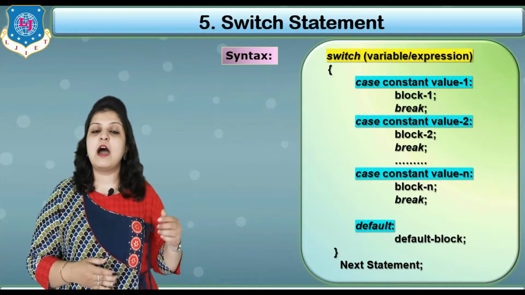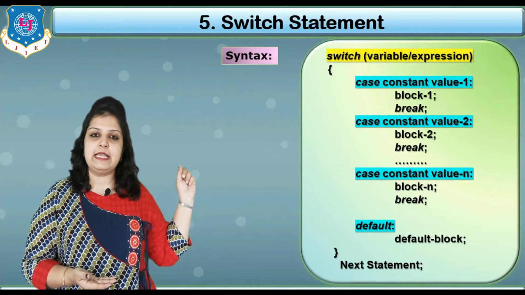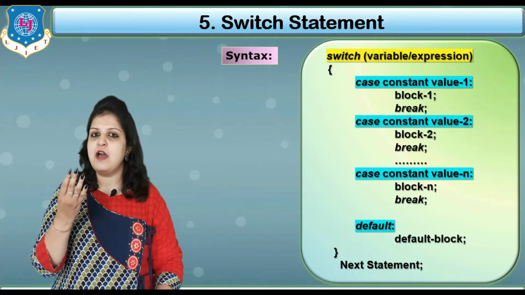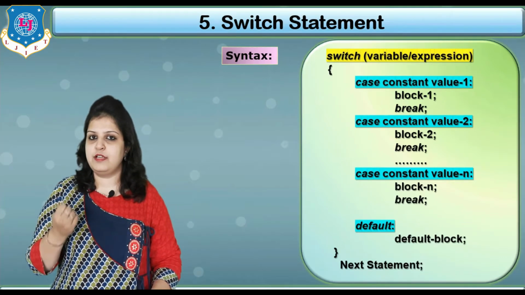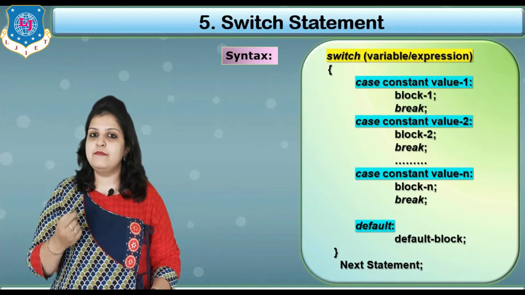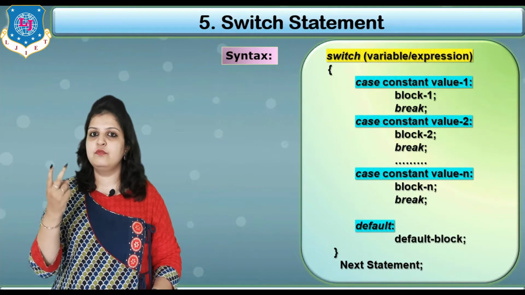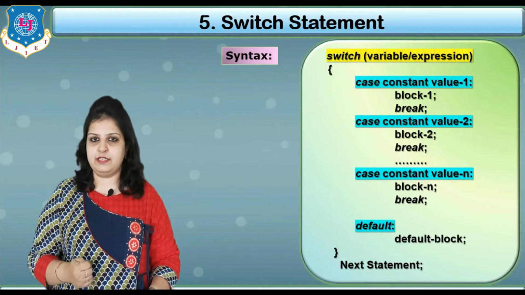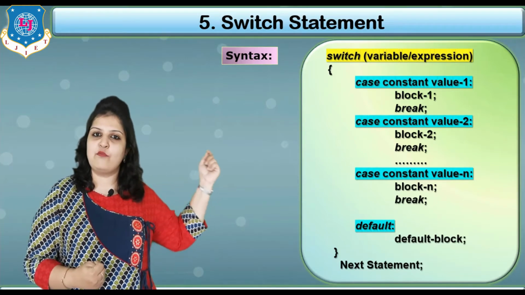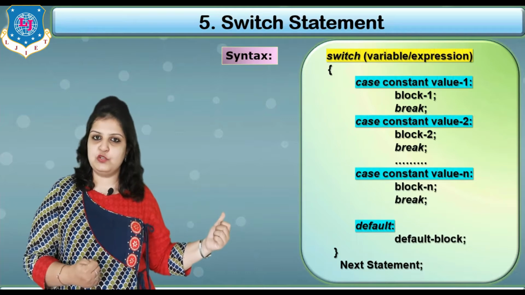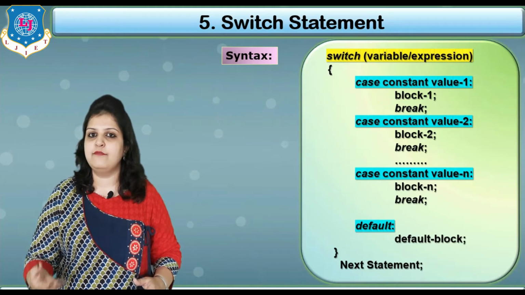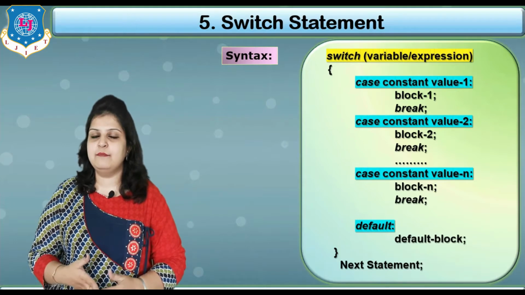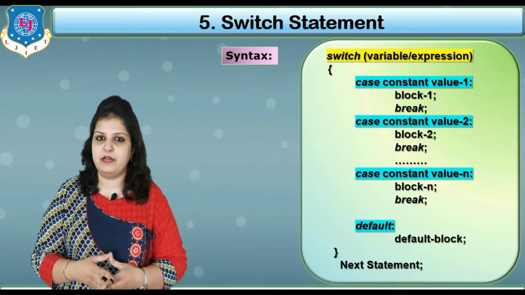And in curly brackets we have to mention different cases according to the value of our variable. So how can we write it? First case, our constant value 1. Suppose we have 4 different choices, then the variable's different values are 1, 2, 3 and 4. So we have to mention 4 different cases. First is case 1, second is case 2, third is case 3 and fourth is case 4. In this way, the constant value is nothing but the value of our variable.